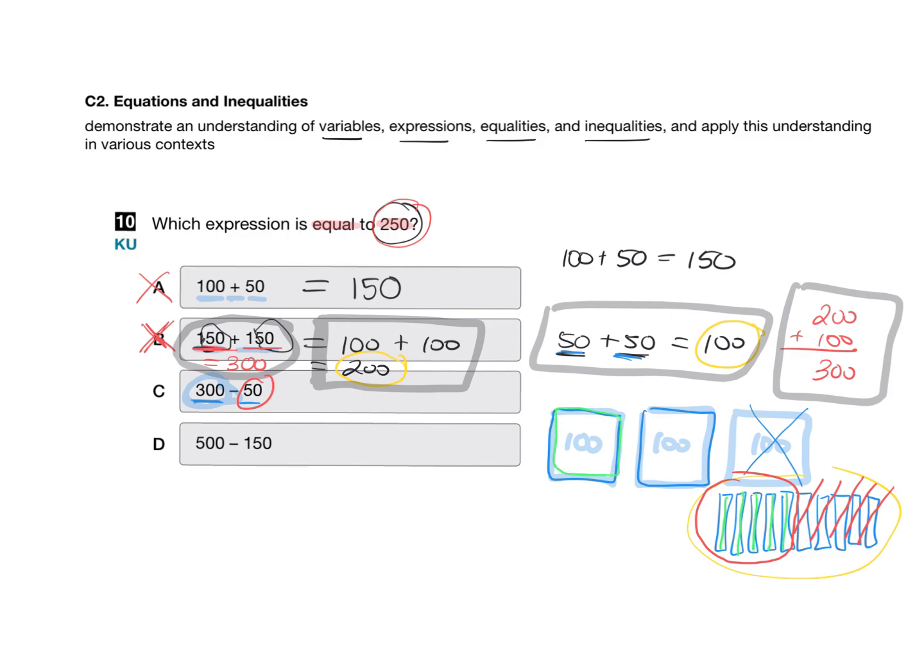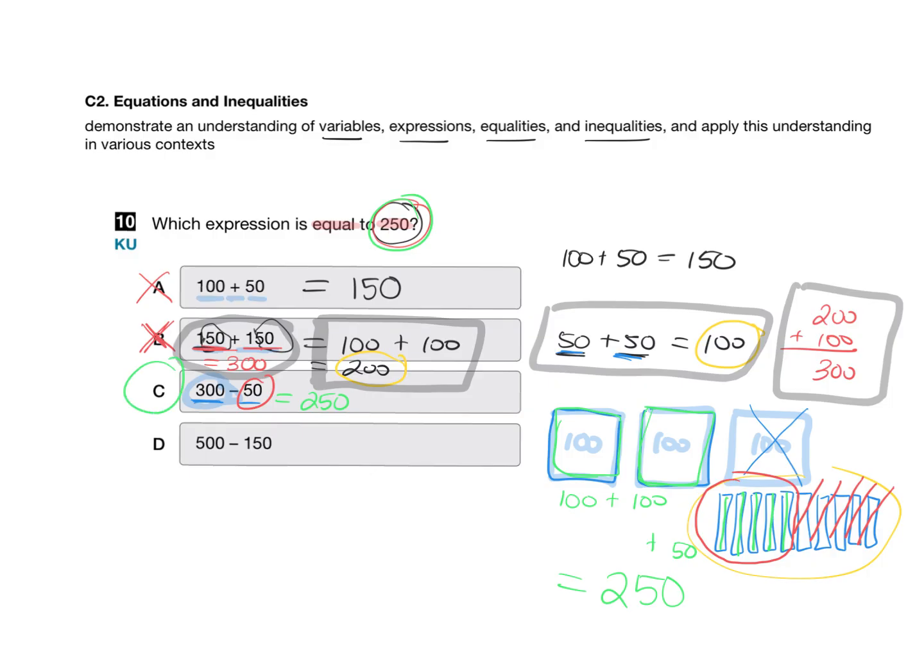And then we still have these 200, 100, and 100. So we have 100 plus 100 plus the 50. How many do we have all together? 250. Excellent. So is 300 take away 50 equal to 250? Yes. Let's just make sure that the last question doesn't work.